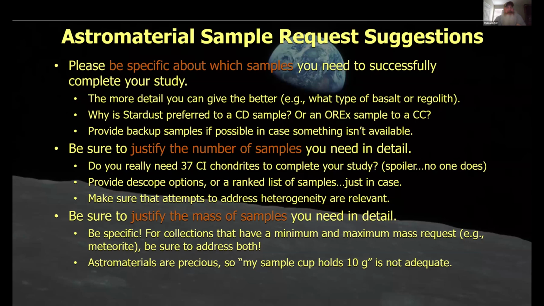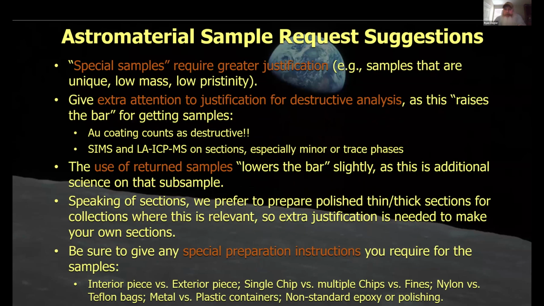Right. What else have we got here? So are all samples the same? Is it harder to get some samples than others? Yes. As curators, we like to pretend we love all of our samples the same, but just like parents, we're lying. We all have our favorites. And it's not about our personal favorites. It's about whether those samples are unique in some way, whether they have low mass or low pristinity, meaning there's a low amount of material that's still left. So asking for those requires greater justification.